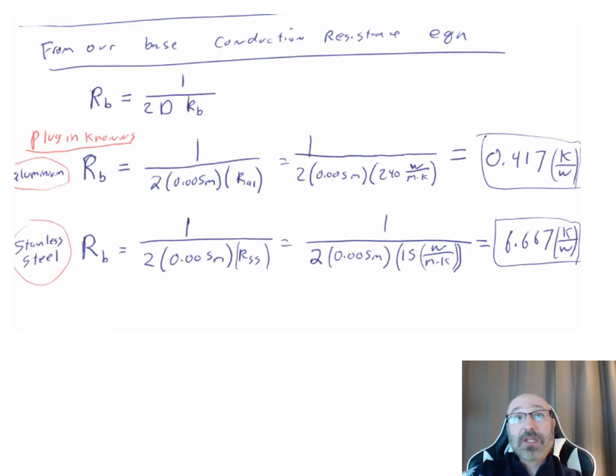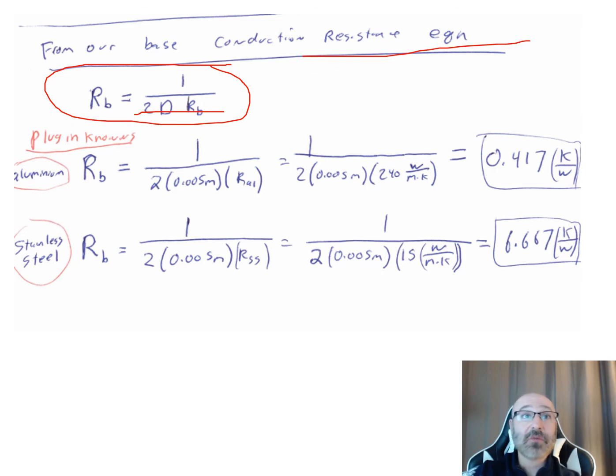So for our base conduction resistance equation, we have R sub B is equal to 1 over 2D times K sub B that we saw before. Now we can plug in our known values and solve for R sub B for aluminum and for stainless steel. That's what it asks us to do for both materials, so I'm going to do this simultaneously as we go through it.